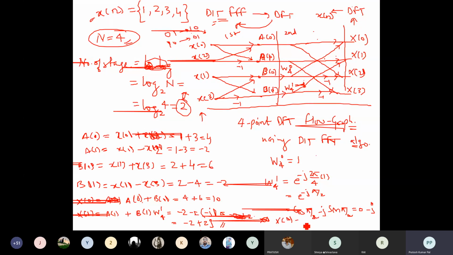Similarly, all other values, that is x of 2 and x of 3, can also be found by using the flow graph. So flow graph is very important. Once we have drawn the flow graph correctly, we can find all the intermediate values, and finally we can get the DFT values. Okay, so we will close for today's class.